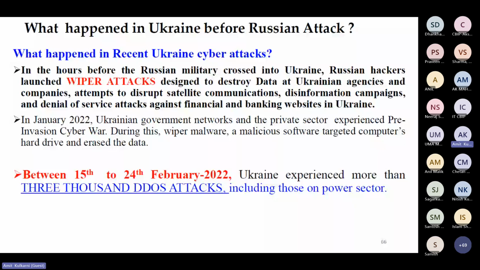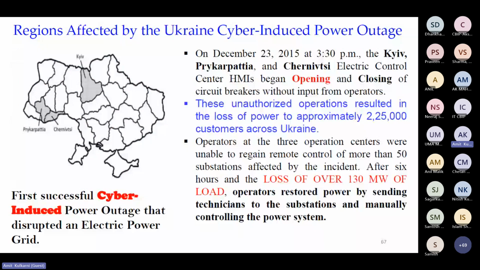Now, just to give you an idea of the quantum and the perimeter of the attack, let's see what happened actually. This is a geographical map of Ukraine, in which three regions, including the national capital Kiev, which has been very much in the news in the last one year, along with Prikarpatia and Chernivtsi, were the focus.